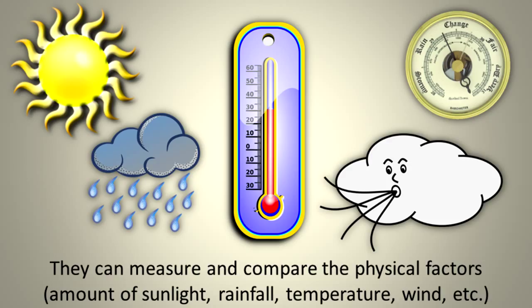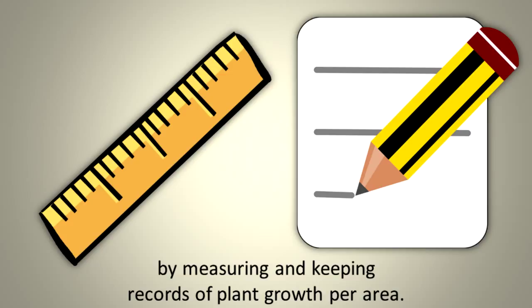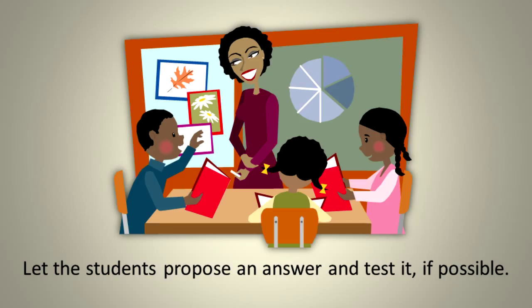They can measure and compare the physical factors, amount of sunlight, rainfall, temperature, wind, etc., in different locations in the habitat and look for correlations to plant growth in those areas by measuring and keeping records of plant growth per area. Do plants in one part of the habitat grow better than the same plants in other parts of the habitat? Let the students propose an answer and test it if possible.